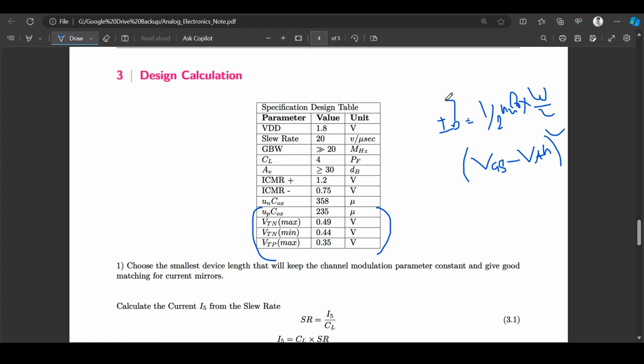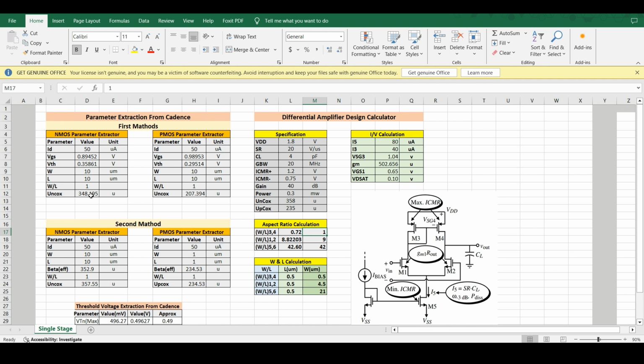Here I know the current, which is basically the 40 microampere, W by L, which is basically the 1, and the gate to source and threshold voltage I know. Then I easily calculate the mu and Cox value. So here I calculate the mu n Cox from those parameters. Also I calculate the mu p Cox.